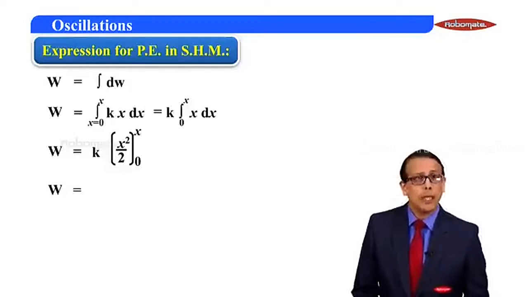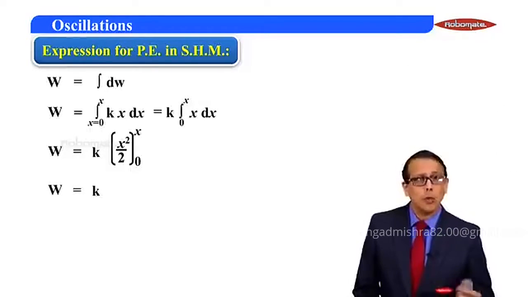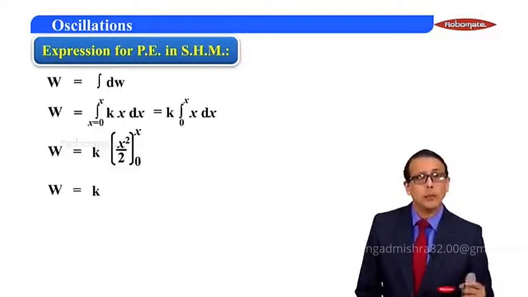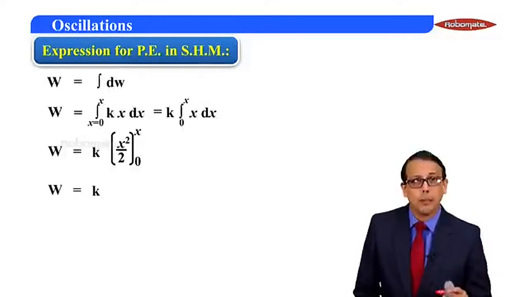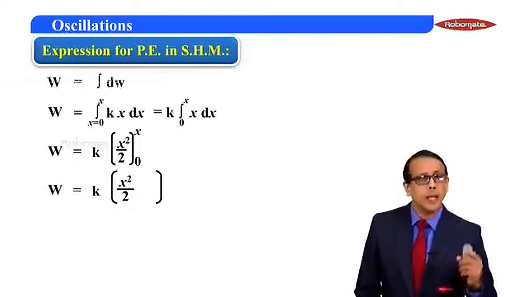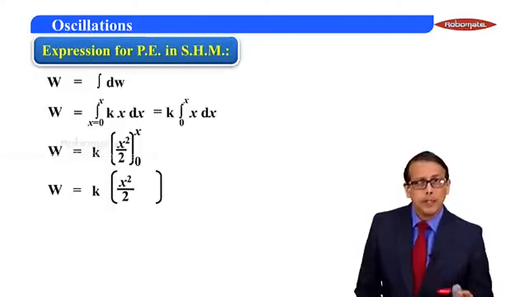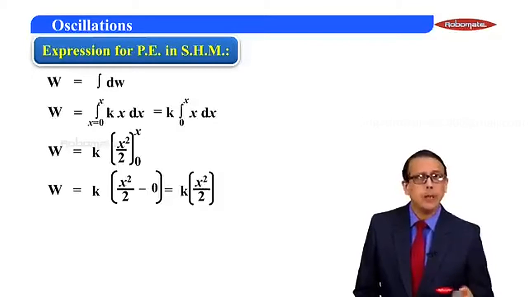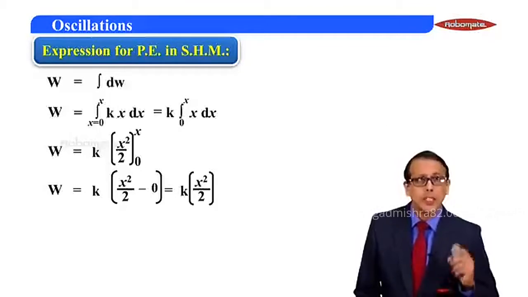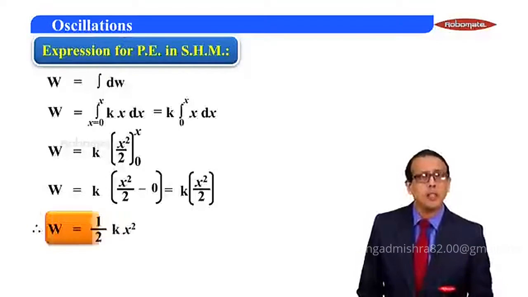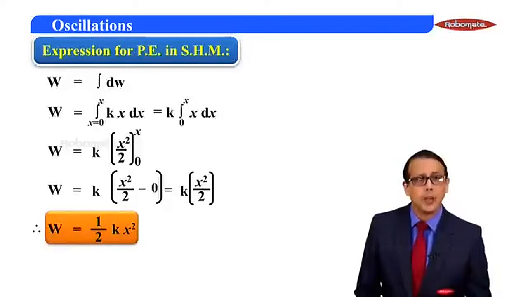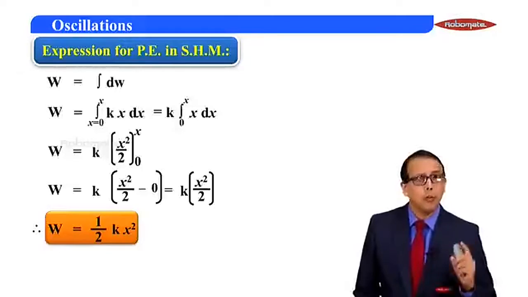Let's go for the next step, students. We know how to get rid of this limit sign. We first substitute the value of the upper limit in the variable, which is fortunately x itself, and hence the next step becomes x square by 2 minus, and let's substitute the lower limit, so this becomes x square by 2 minus 0, which will be nothing but k into x square by 2. Students, this can be rearranged and written as W equal to half k x square. So this is the value of work done.